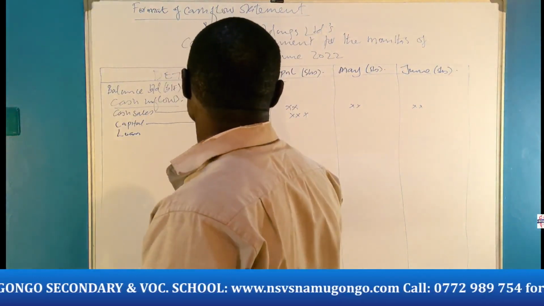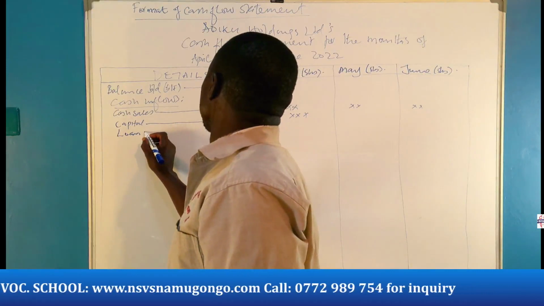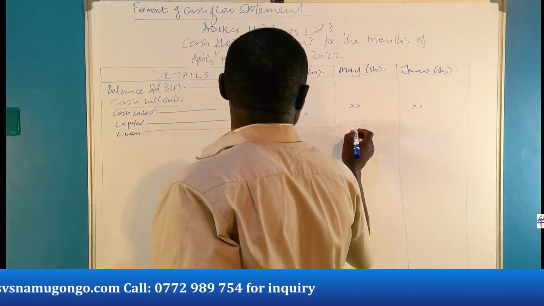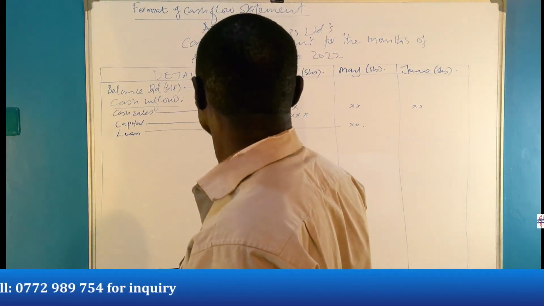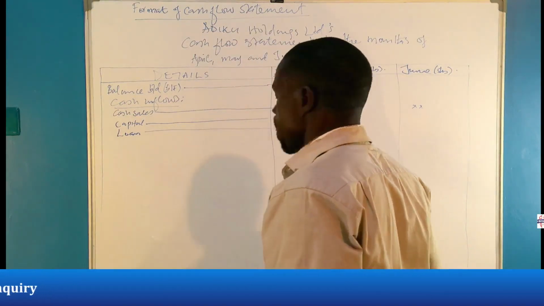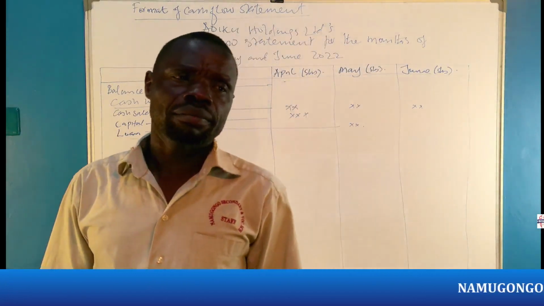So assuming this loan was only picked in the month of May, then it will be indicated here. You see? So the loan was picked in the month of May. You indicate it here, because we cannot pick a loan monthly.